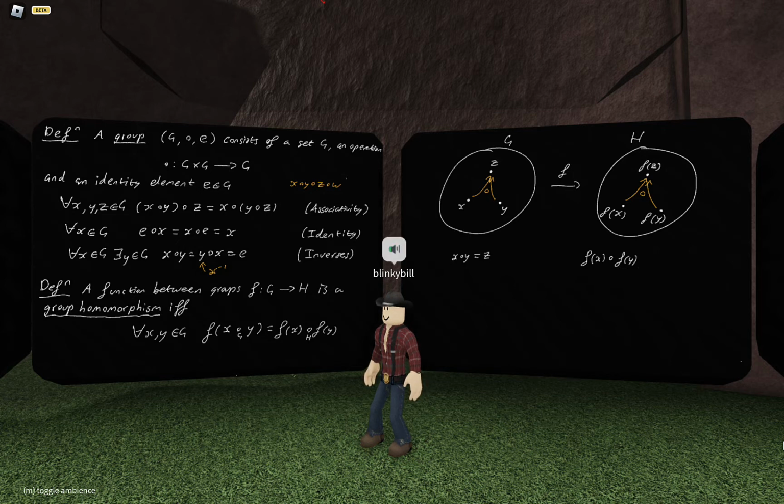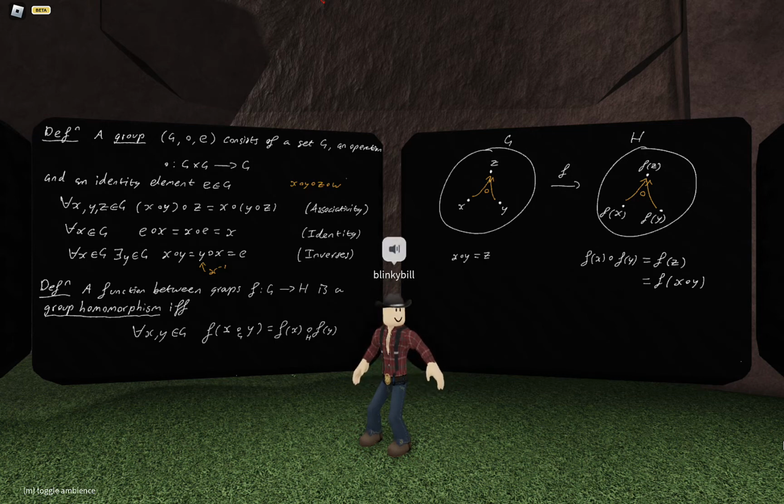So to say that I've preserved this 3-point structure from G to H is to say that F of X times F of Y is F of Z. But F of Z is just another name for F of X times Y. So I think that gives a clearer picture of why asserting this axiom preserves the structure. What structure is that? It's the structure of the equalities that arise from the inputs and outputs of the operation of the group.